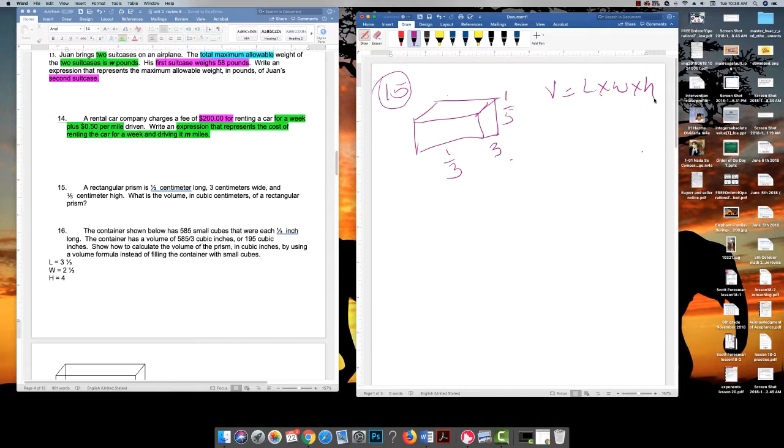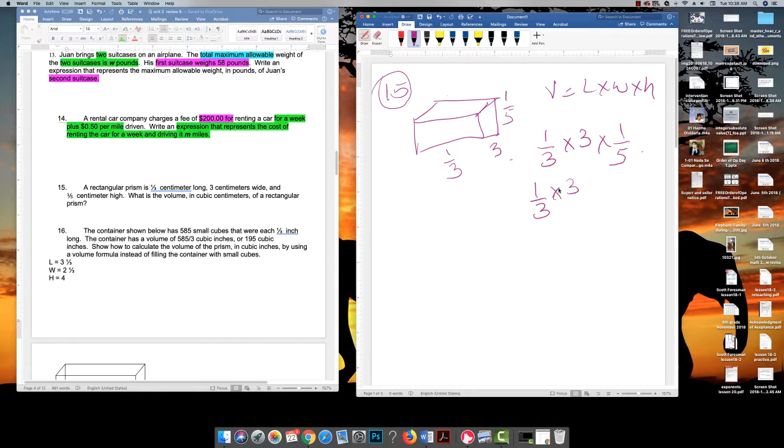So let's begin. 1/3 times 3 times 1/5. So you have fractions. Not a big deal, nothing to be scared of. We can do this. We're going to take two fractions at a time. So I'm going to take 1/3 times 3.